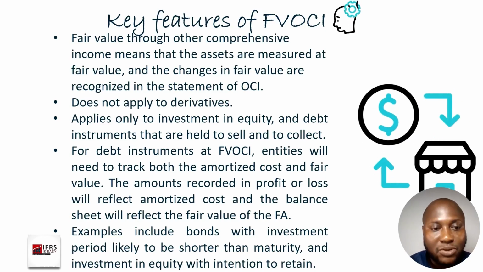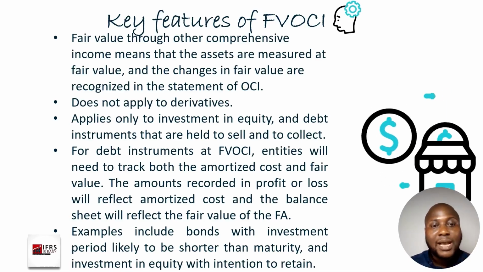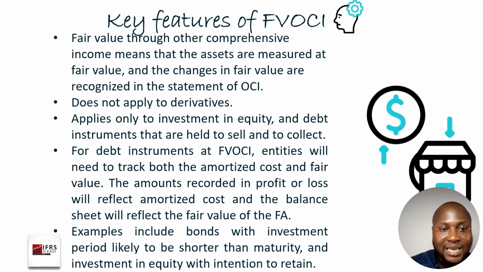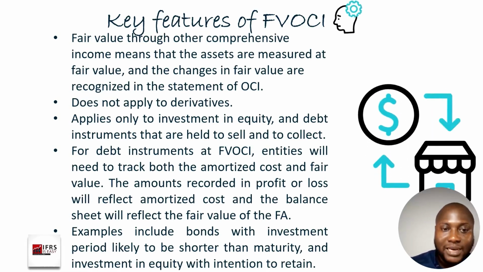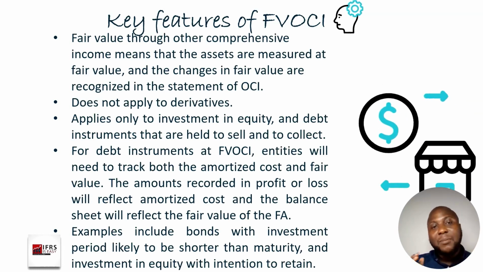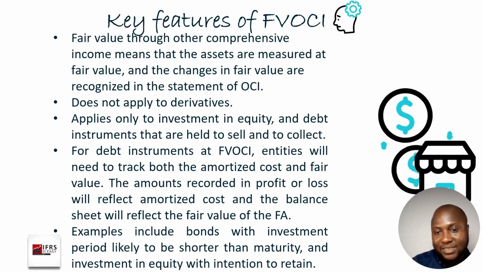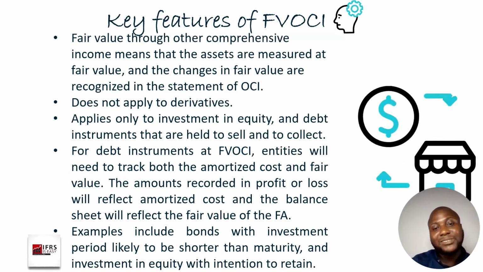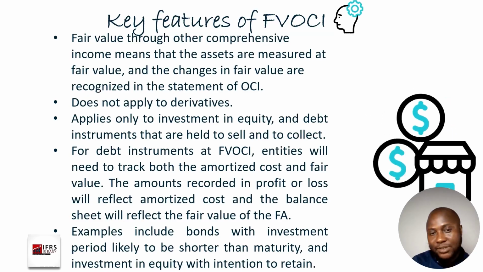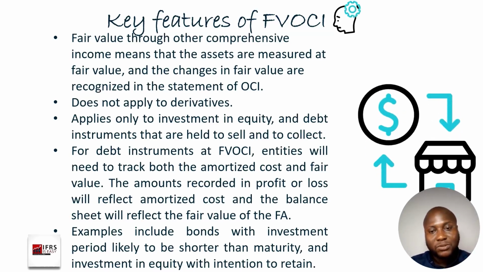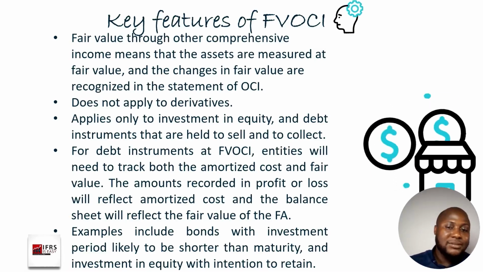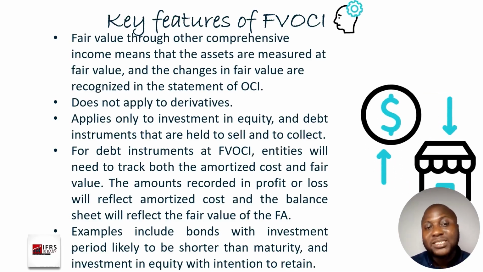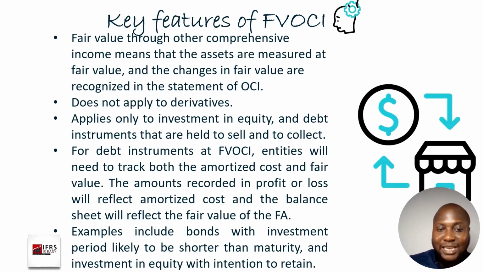Now, fair value through other comprehensive income applies only to an investment in equity and debt instruments that are held to sell and to collect. What this means is that, we mentioned that for amortized cost, you don't plan to sell it, you just plan to collect cash flows from it. And that means you are waiting till maturity for everything to play out. For fair value through profit or loss, you are not planning to wait till maturity, you are planning to sell. So the middle ground is fair value through other comprehensive income, which is saying that you are holding it to sell and also to collect.